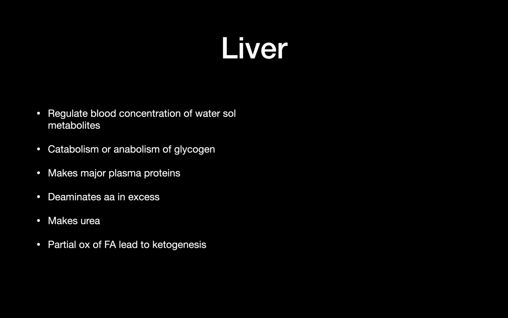So the liver is really important because it regulates the blood concentration of water-soluble metabolites. And by that, it controls essentially the catabolism or the anabolism of glycogen. It makes all the major plasma proteins, and it deaminates the amino acids in excess and makes urea. And the partial oxidation of fatty acids leads to ketogenesis. So yes, the ketone bodies come from the liver.